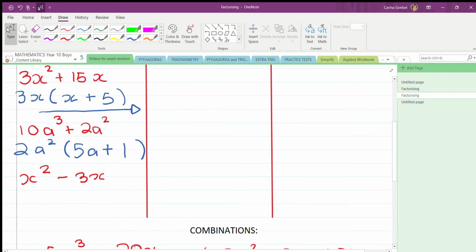Next one, you have an x common left with, put your brackets, good idea, x minus 3.